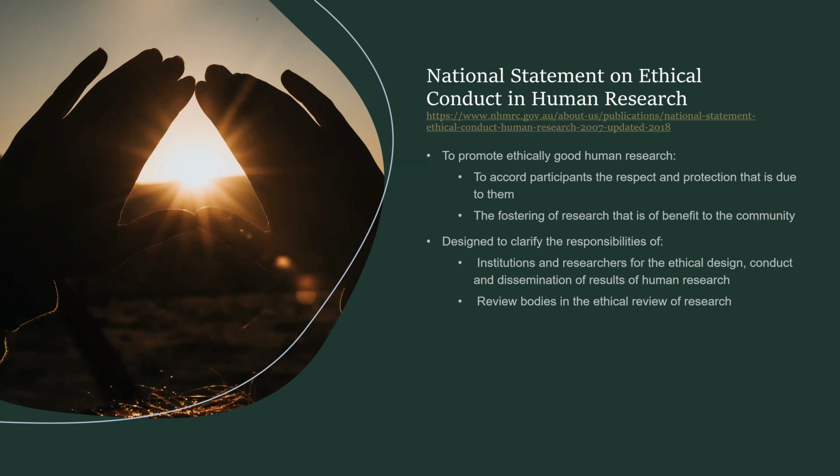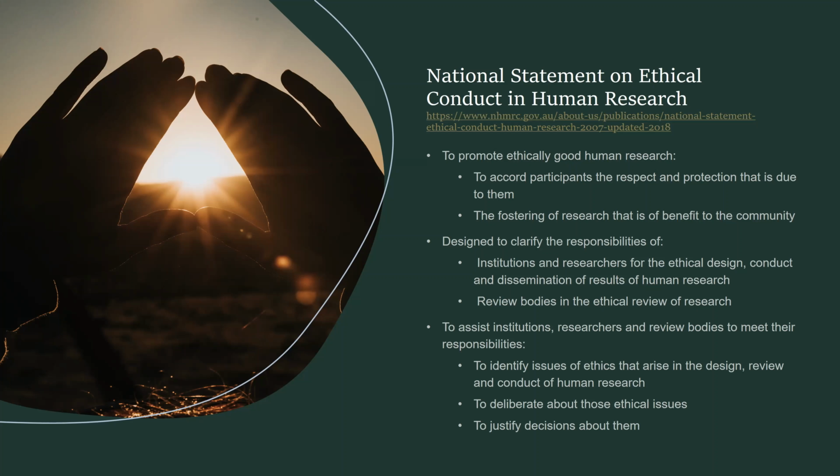This National Statement is clearly designed to clarify the responsibilities of institutions and researchers, as well as review bodies, in the design, conduct and dissemination of results involving human participants. It's also designed to assist institutions, researchers and review bodies to meet their responsibilities in relation to that. Of course, for each category, there'll be slightly different issues that arise. For researchers and institutions, it's about identifying issues of ethics that arise in the design, review and conduct of human research. And for review bodies, it's about deliberating upon those ethical issues and justifying decisions about them.